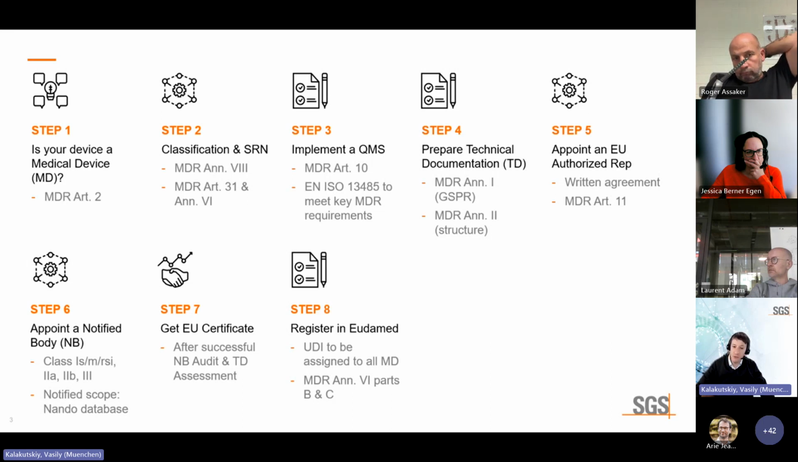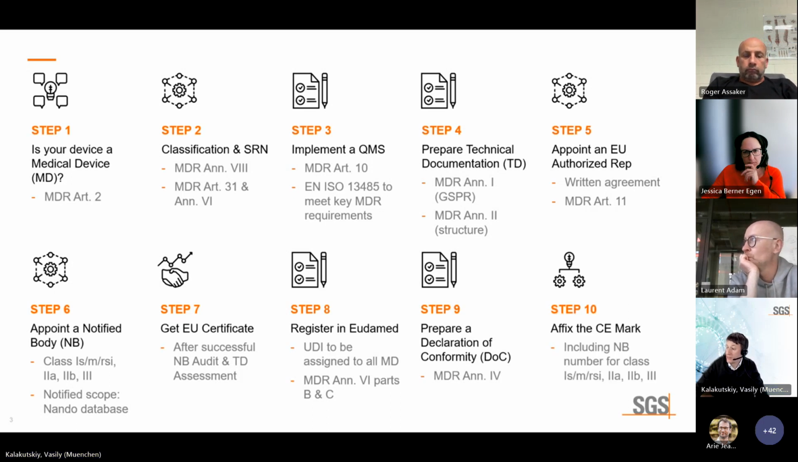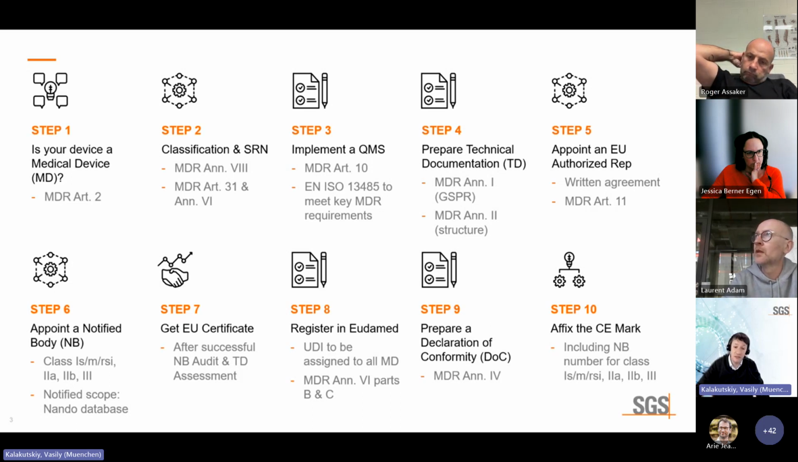There you register the UDI, the device identification number, and that's where the post-market surveillance information has to flow in, etc. Step number 9, you finalize your declaration of conformity that was already audited, but you issue it from the moment you have the certificate attached to your product package. And step number 10 is basically affixing the CE mark and starting to place the product on the market. So it's a long way.